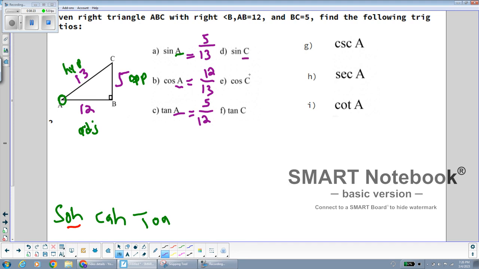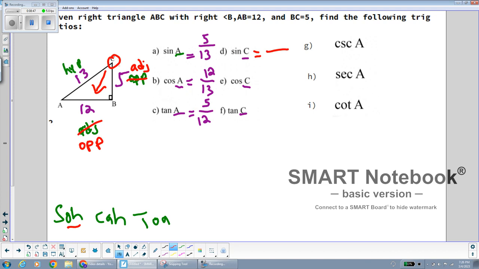Now our focus angle changes to angle C. So our labeling of our triangle is going to have to change a bit. Since I'm focusing on angle C, the 12 would be opposite from angle C. So this side would become adjacent. The hypotenuse always remains the same because in any right triangle, it's always opposite the 90-degree angle.